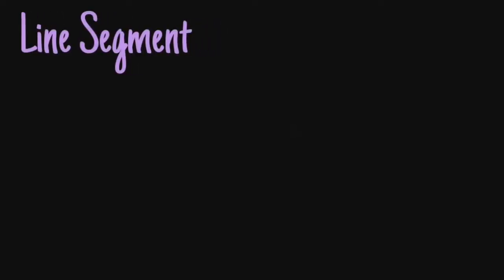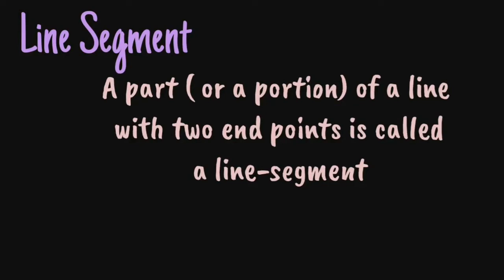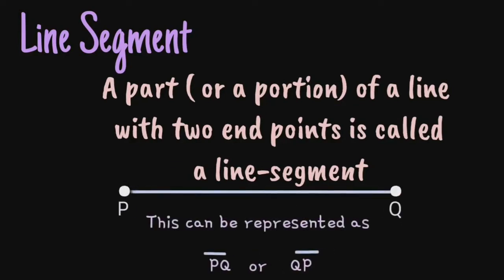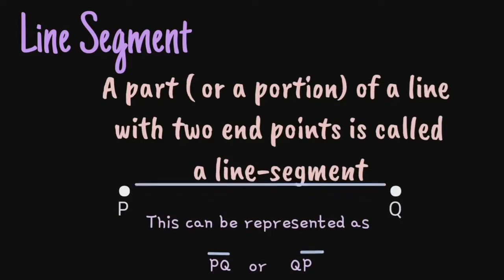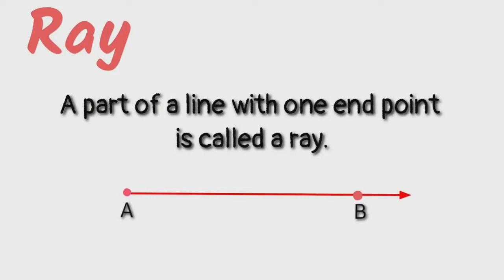Line segment. It's a part of a line. It has 2 endpoints. We can measure the length. All these you know very well about line segment. Next is ray. It is also a part of a line with one endpoint. We are naming it as ray AB. Remember, when we name a ray, we have to start the name with the endpoint. Ray AB is not same as ray BA.